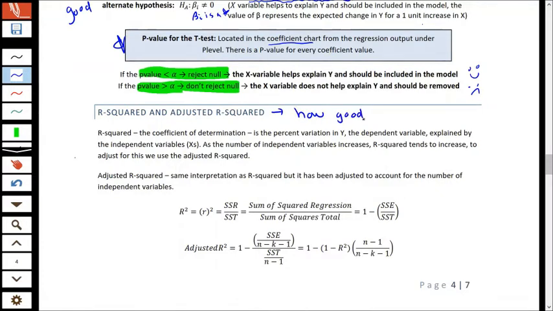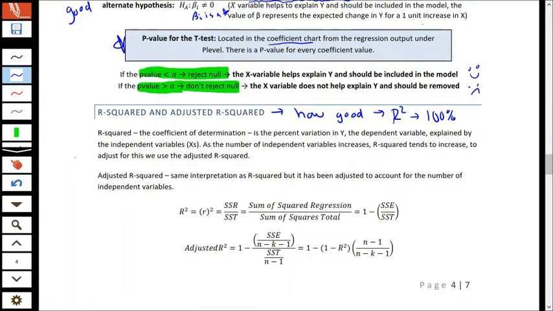And the goal here is we want our R-squared, big R-squared, to be as close to 100% as possible. 100% would mean that we have a perfect model. That never happens with real data. Usually anything of 70% or more we're pretty happy with, but that's going to be dependent on the situation that you're in.